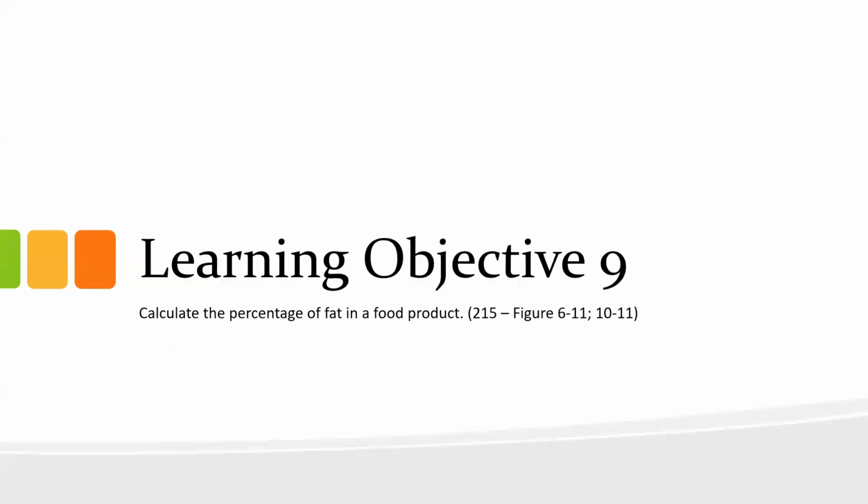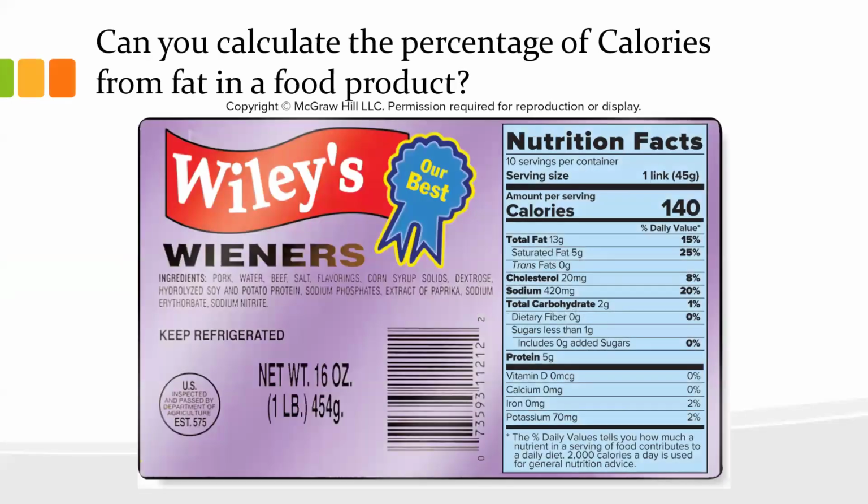Okay. So maybe we should talk about how we look at a food product, a nutrition fact label, and determine how much of the calories in a serving is coming from fat. So in this Wiley's Wieners, the pork sausage here has per one sausage 140 calories, but of that 140 calories, there's 13 grams of fat. So, if I want to calculate the percentage of calories from fat in that food product, I need to know how many grams of fat. I do know that. And then I need to multiply that number by 9 kilocalories per gram. So in this case, we can see 13 times 9 would be 117 kilocalories from fat.